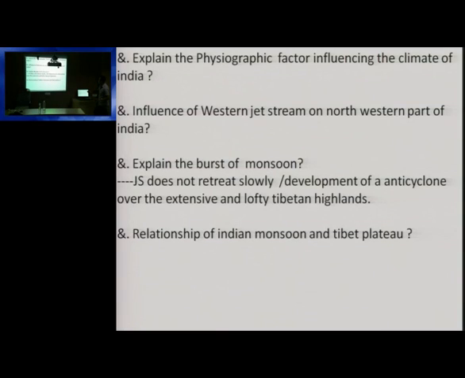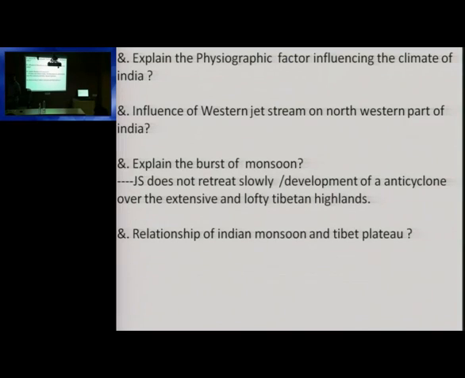Now, explain the physiographic factors influencing the climate of India. What is the physiographic feature that is influencing the climate of India? See, in very simple terms: Western Ghats, Himalaya, Aravalli. The Western Ghats affect the southwest monsoon. You all know, heavy rainfall, rain shadow region. If there was no Himalaya, the Indian climatic condition would have been another story.